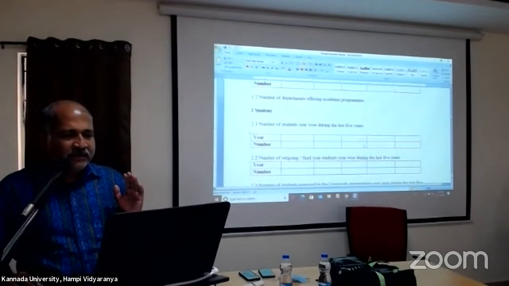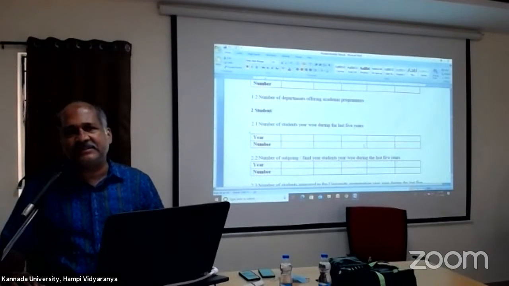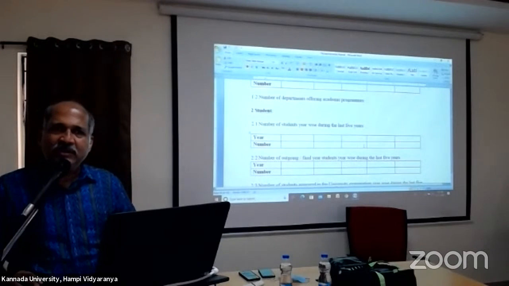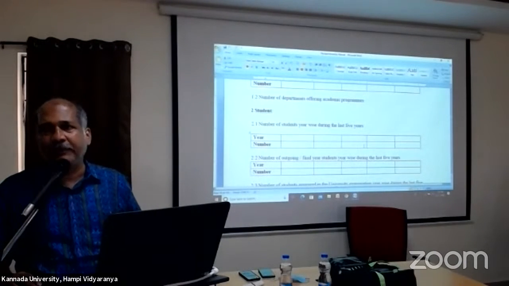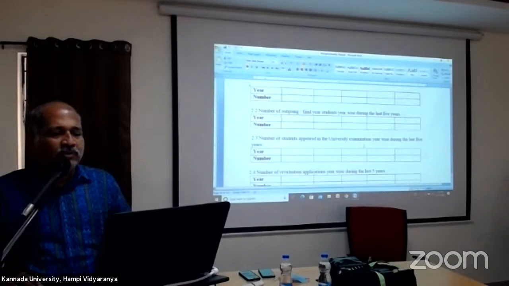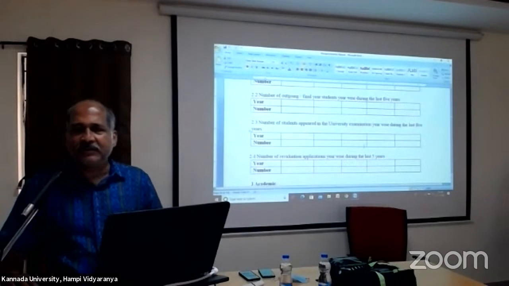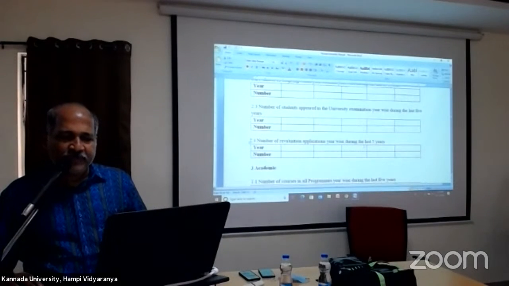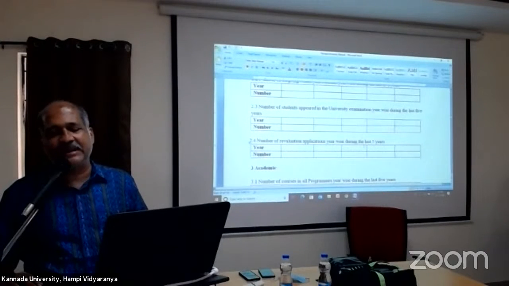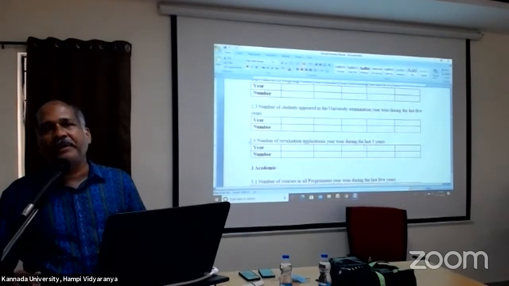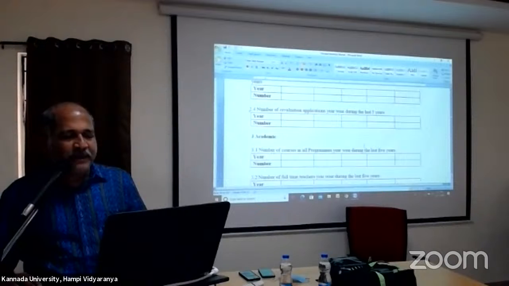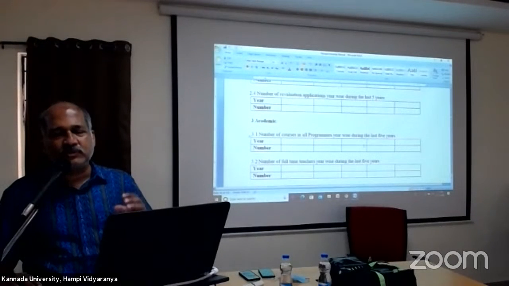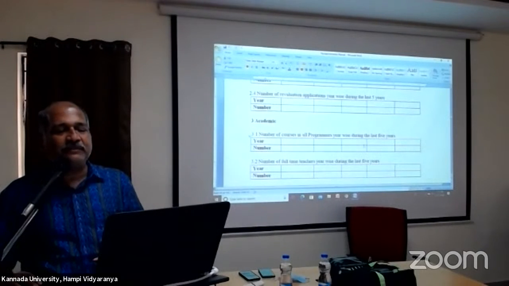Okay. Number of students year-wise during the last 5 years. In some of the metrics, the total number of students will go as a denominator. Number of outgoing final year students year-wise during the last 5 years. Again, in some of the metrics, this will go as a denominator. Number of students appeared in university examinations year-wise during the last 5 years. Again, this will go as a denominator in some of the metrics. Number of re-evaluation applications. How many students have appeared for re-evaluations? That will go.